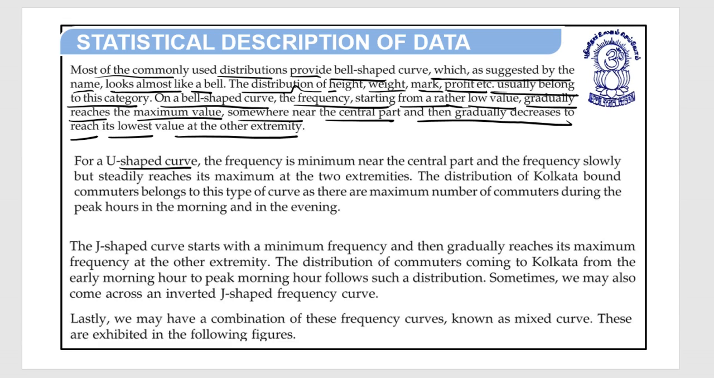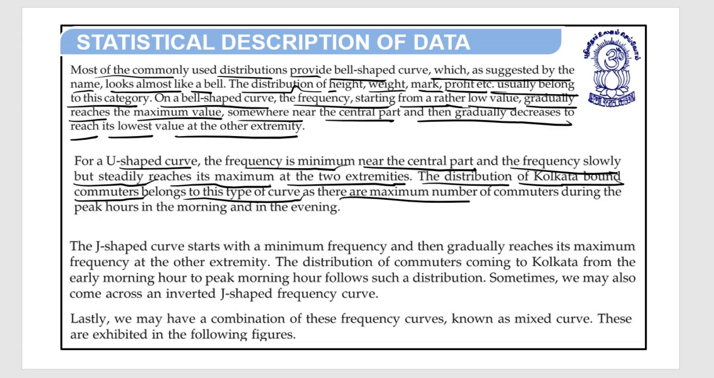For a U-shaped curve, the frequency is minimum near the central part and slowly but steadily reaches its maximum at the two extremities. The distribution of Kolkata-bound commuters belongs to this type of curve, as there is a maximum number of commuters during the peak hours in the morning and in the evening.